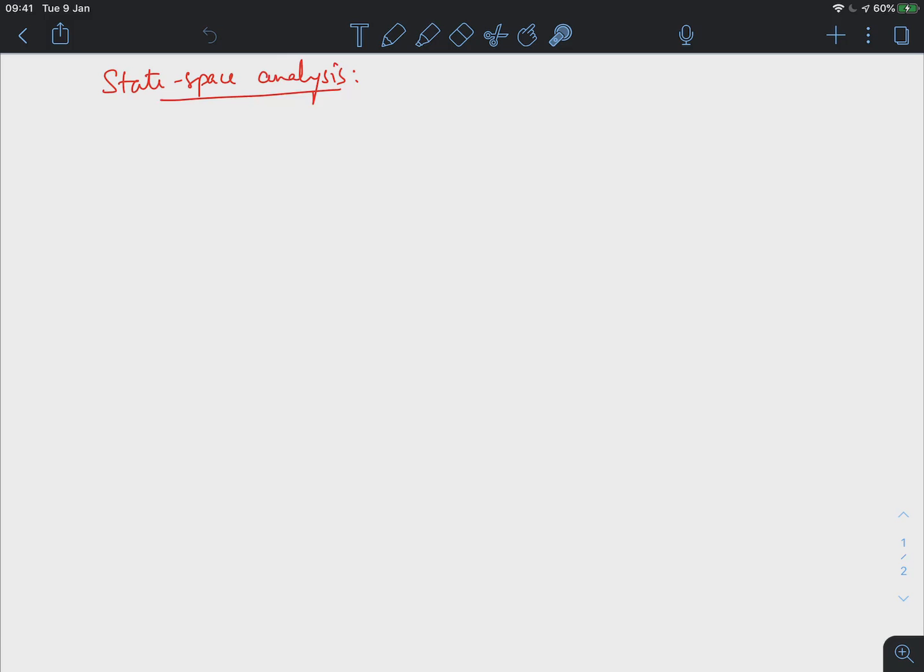Okay, so earlier we had seen the different types of representations. One is your transfer function representation of the system, another is the state space representation. We had also seen that these are the mathematical definitions or representations of a dynamical system. Pictorially, we also did the analysis based on the block diagrams and also the state diagrams.